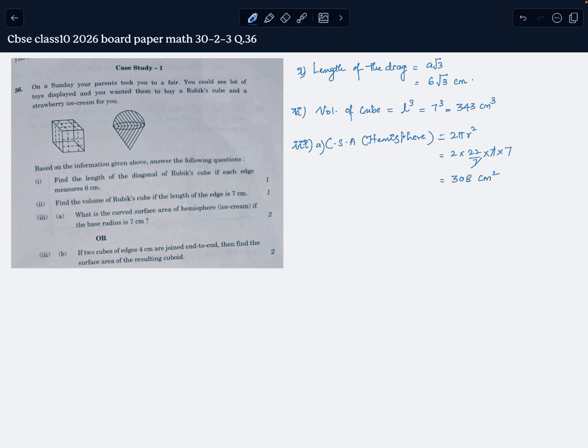B part of question 3. If two cubes of edges 4 centimeter are joined end to end, then find the surface area of the resultant cuboid. This is a rough sketch of the cuboid.